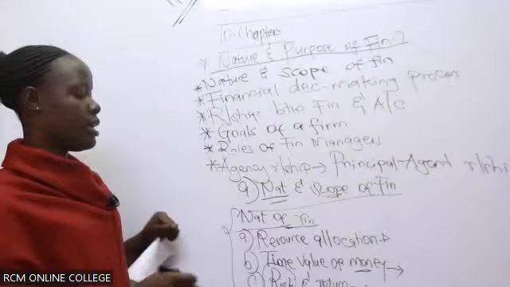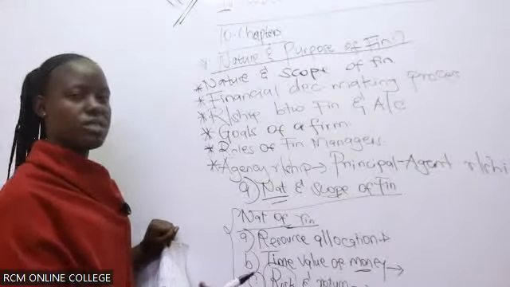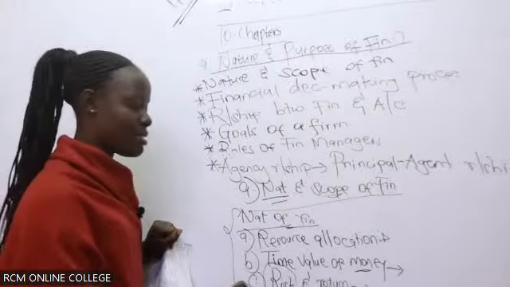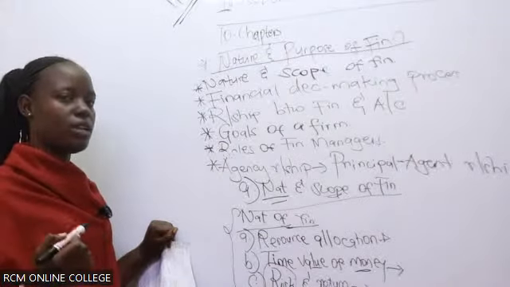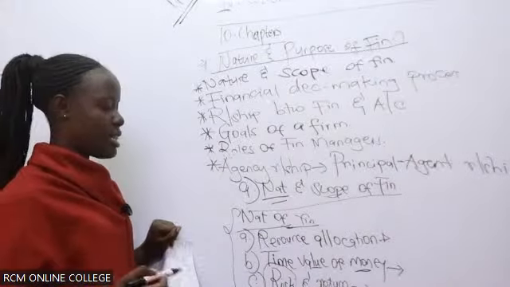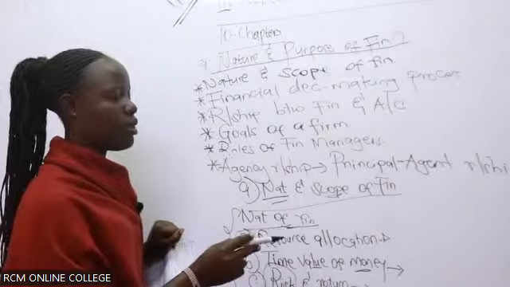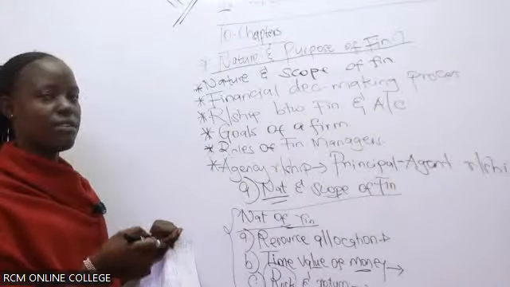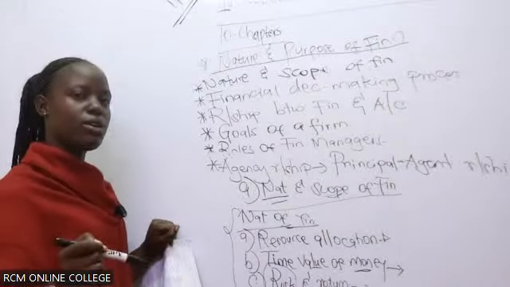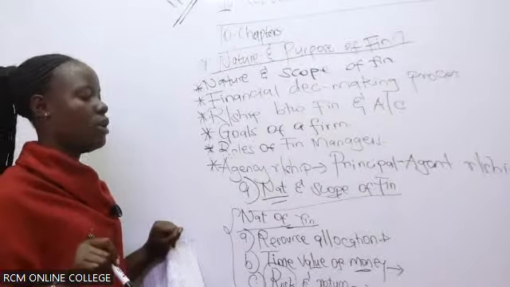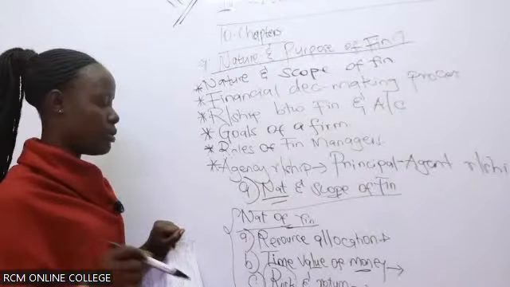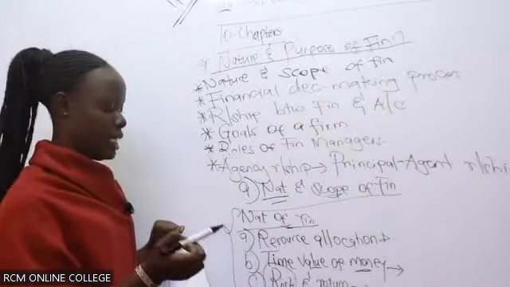Resource allocation. The other aspect is time value of money. Finance managers believe that money loses value over time. And in that case, time value of money is another nature of finance. They know that the value of a currency or a dollar today will be totally different to the value of the same dollar tomorrow. Time value of money.